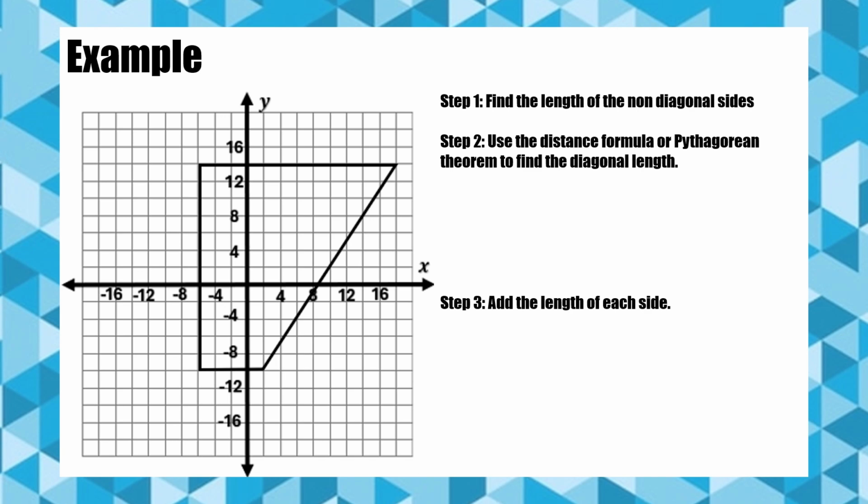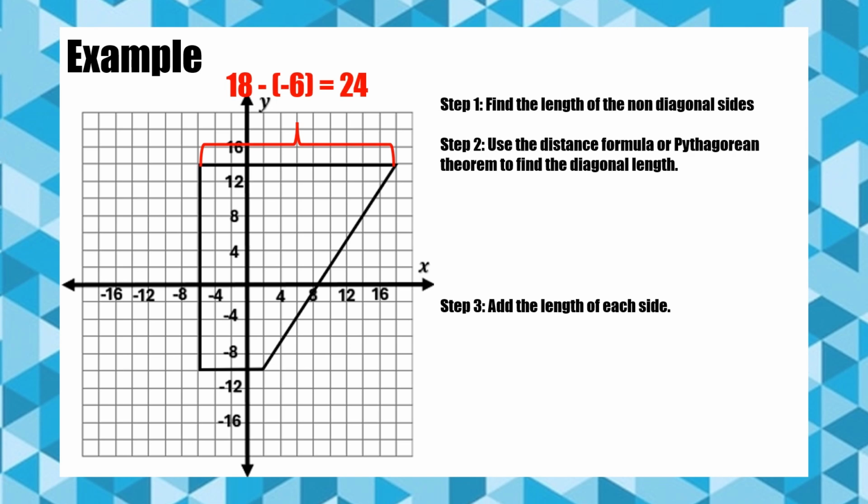To find the length of the non-diagonal sides, you may either count and multiply by the scale, or subtract the coordinates from each other. We will start with the top side. To find the horizontal distance, we will subtract the right point from the left point, so 18 minus -6, which is 24.